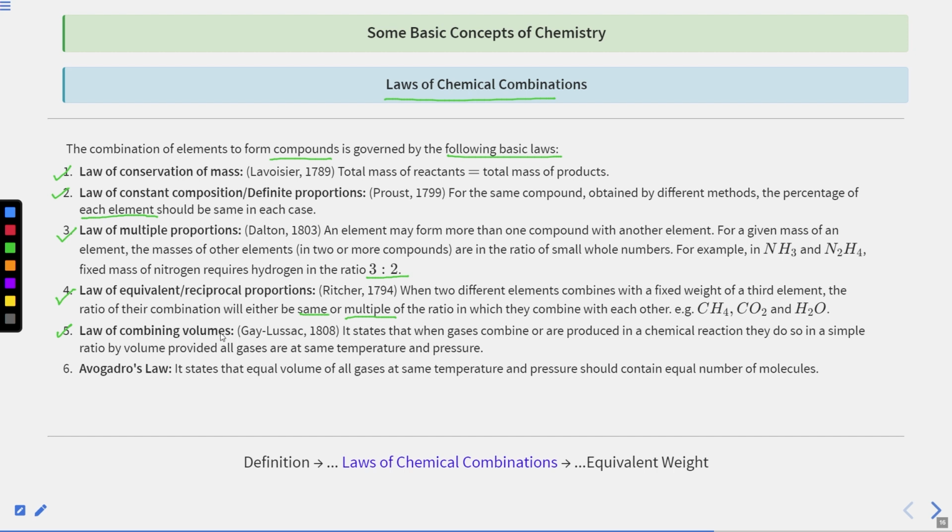Fifth law, law of combining volumes, given by Gay-Lussac in 1808. It states that when gases combine or are produced in a chemical reaction, they do so in a simple ratio by volume, provided all gases are at the same temperature and pressure. So this is the law of combining volumes. Avogadro's law, which is the most famous law, states that equal volumes of all gases at the same temperature and pressure contain an equal number of molecules. So these are the six laws we have talked about in this slide.